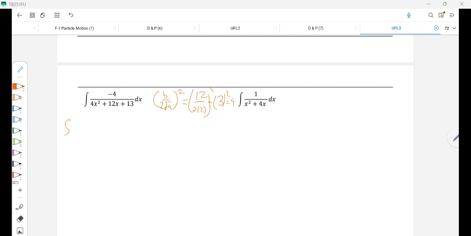So our integral is really negative 4 over 4x squared plus 12x plus 9 minus 9. Oh, yeah, I got to move those, don't I? Yep. Plus 13 dx. Yep. I was thinking that as I was writing.